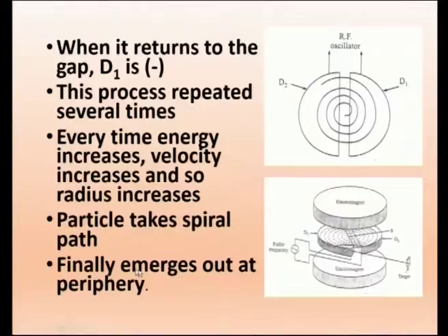It will not take a path of constant radius, but it will take a spiral path, going on increasing like a spring. Finally it emerges out at the periphery. After that it can't go further. At the end periphery it comes out, maybe there is a hole, and it can hit the target. That's what we have shown here. So it makes circles, and at the periphery it comes out and hits the target.